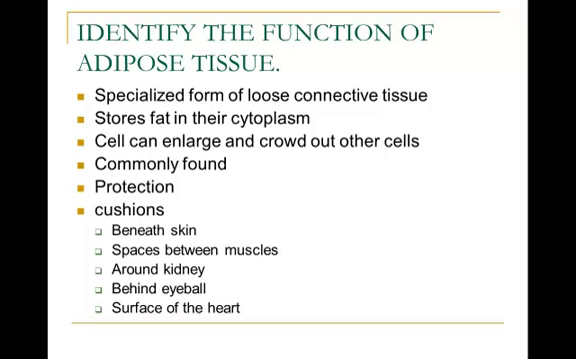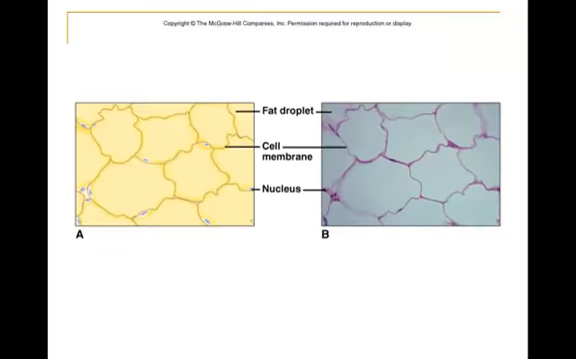What happens is these cells can get enlarged because we're storing fat in the cytoplasm, because we don't know if we need it for energy. There are lots of adipose cells around our body. We find them beneath our skin, between our muscles, around the kidney, eyeball, and surface of our heart. Those are all good areas for it to be in a small amount for protection. Just showing you there's the cell, there's the nucleus of the cell here, and this is the storage cytoplasm storage.